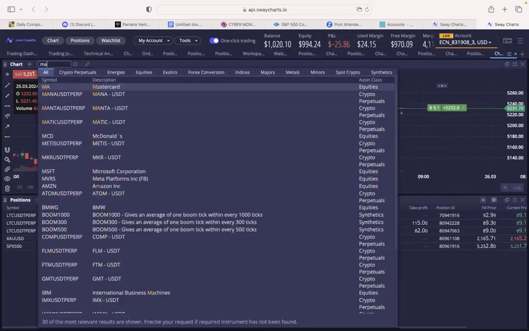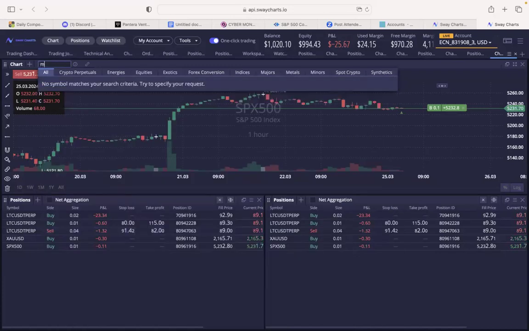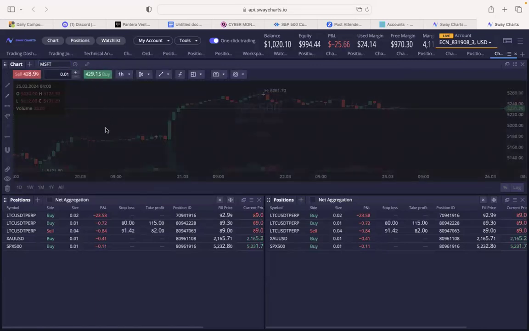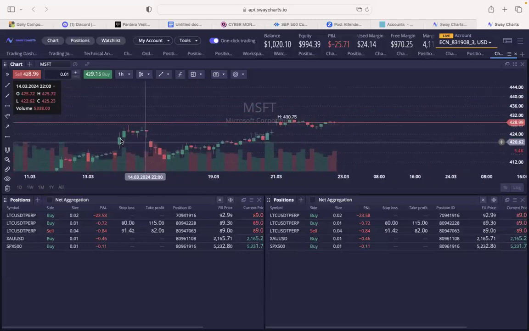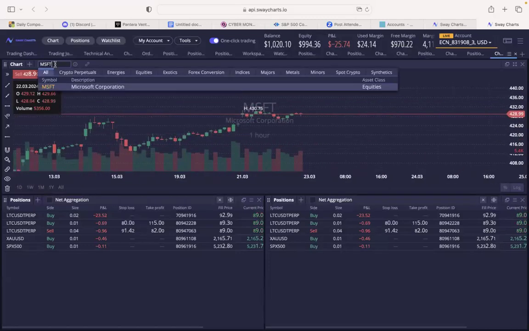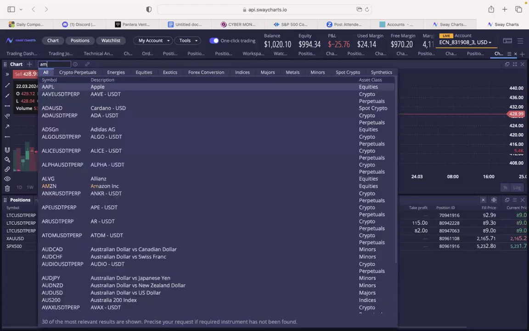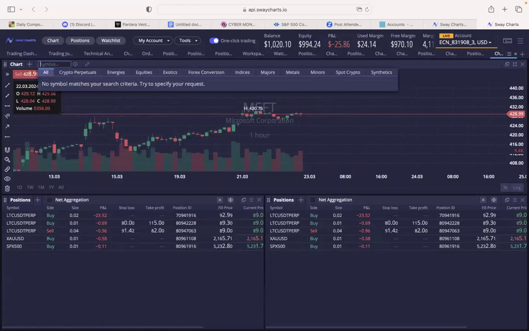Even Microsoft, right? When the market is open, you can be trading on your Robinhood. You can still trade Microsoft, and I think they even got AMD. I don't know if they got. Let me see. They got Meta.